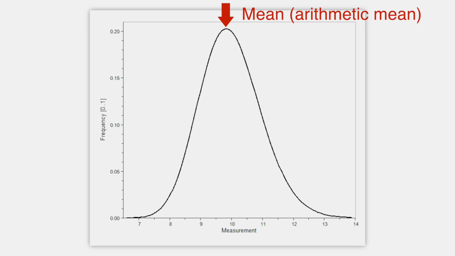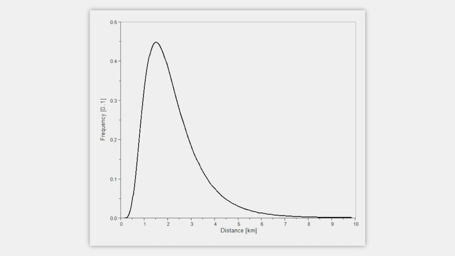Now, consider your data is not normally distributed. For example, let's assume you measure the distance that people walk per day. Then your data may look like this. This is a log normal distribution, which is skewed to the left. Most people walk only a few kilometers, larger distances are much less frequent. If you calculate the arithmetic mean here, it doesn't describe our data very well.